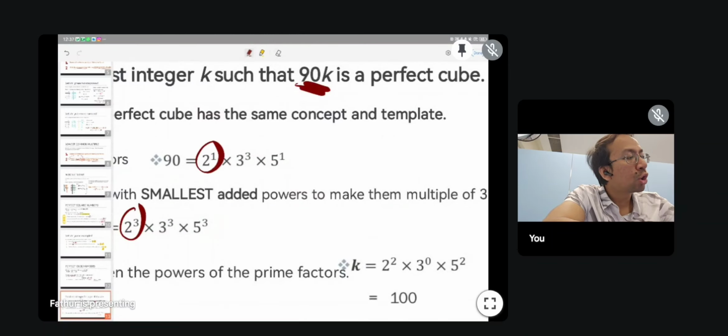Then you tabulate your answers. Use your calculator, okay? Don't do mental sums. You do mental sums, a lot of careless mistakes will happen. Same thing. That's all.